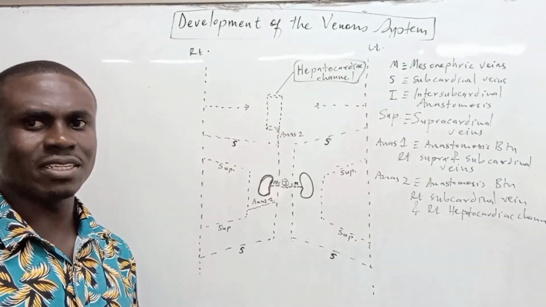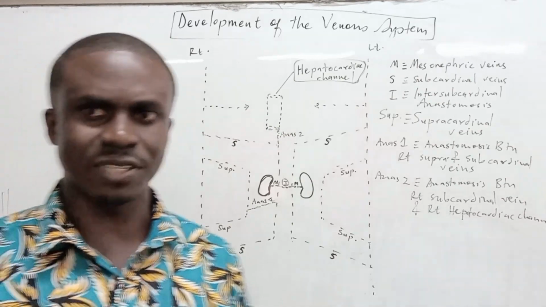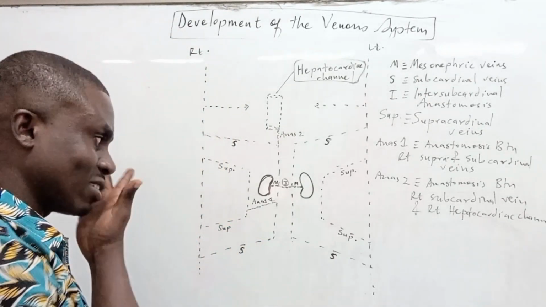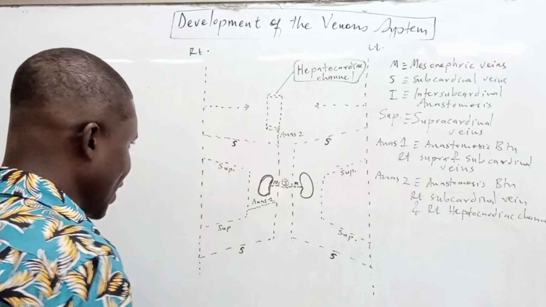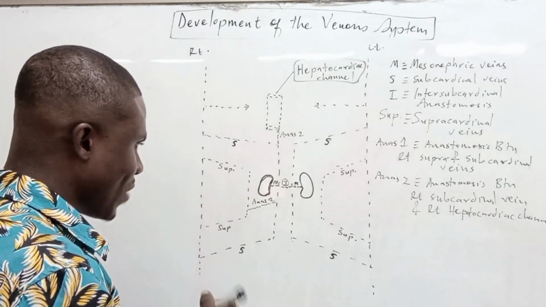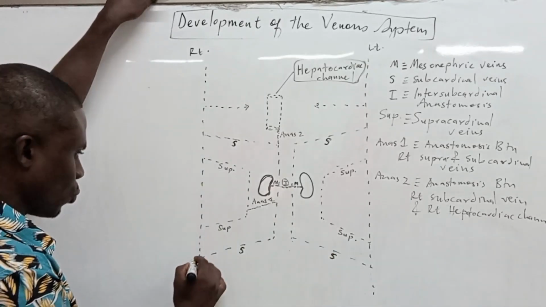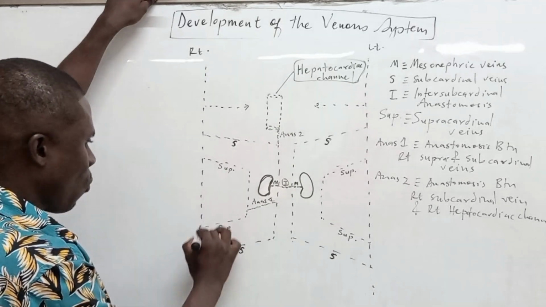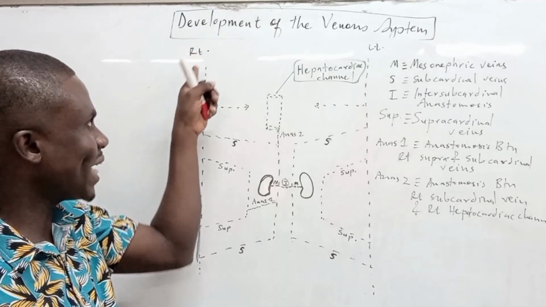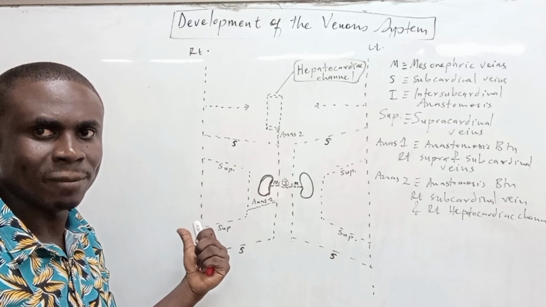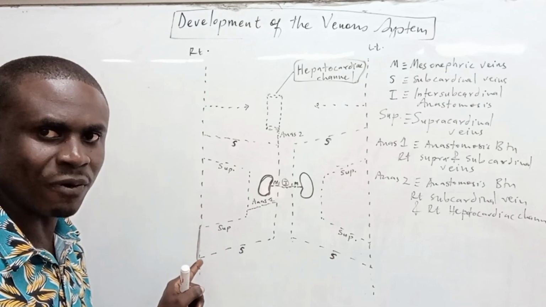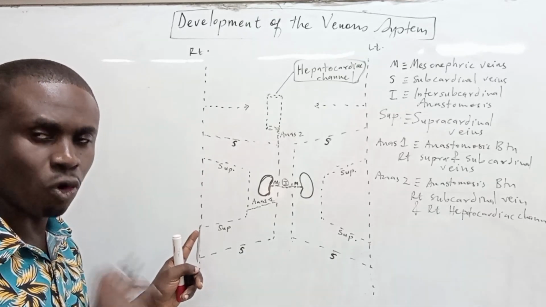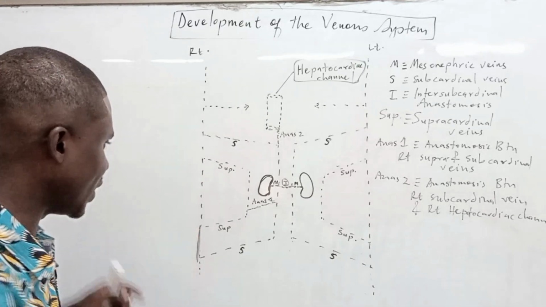So now let's look at the developmental origin of the inferior vena cava. I told you that there are 6 sources of the inferior vena cava. As I run through them, you will tell me the sources. So let's go in this manner. The first one is what? The caudal portion of the right posterior cardinal vein. I'm not writing for you, so just be writing as we talk about it.